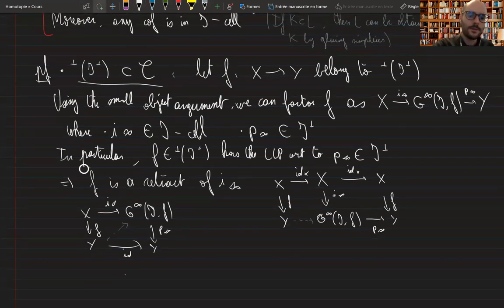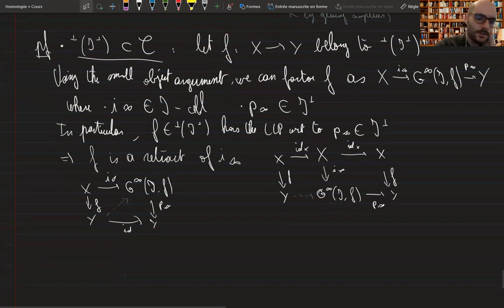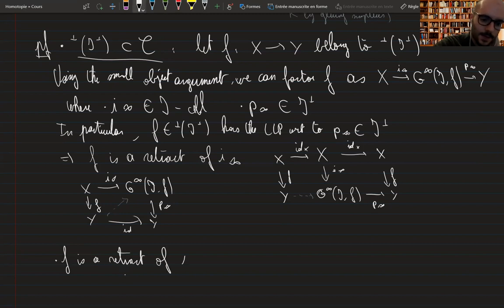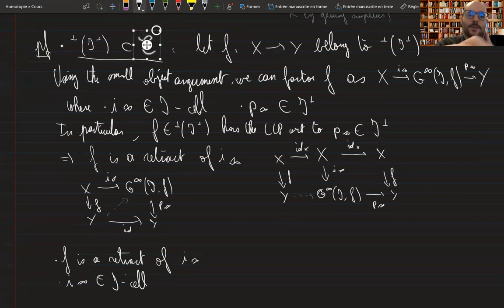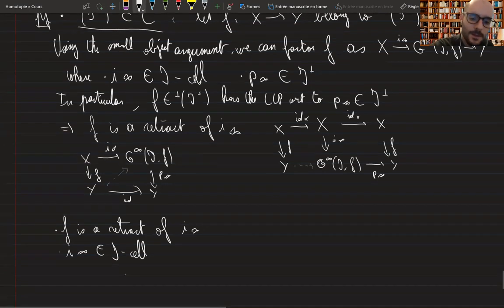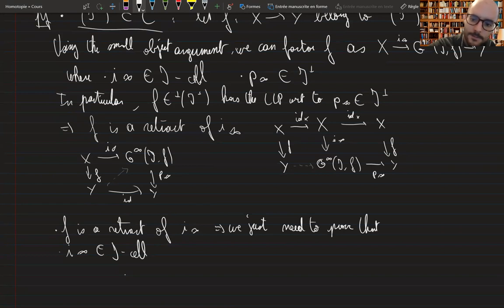All right. So F is a retract of I infinity. But I infinity, by definition, is a cellular I complex. So let me recall, F is a retract of I infinity, and I infinity is in I cell. So we want to prove that F is a cofibration, which is to say that F is injective, right? And being injective is stable under retracts. So all we need to prove is that if we have a cellular I complex, then it is injective.